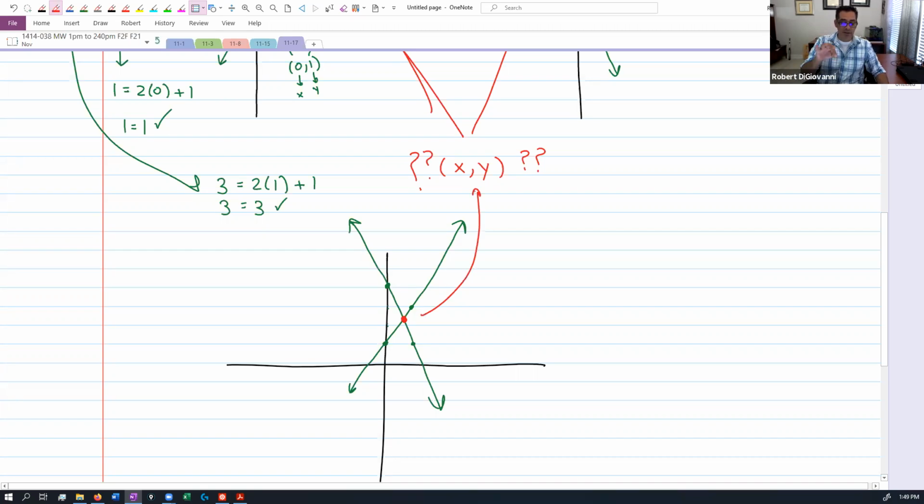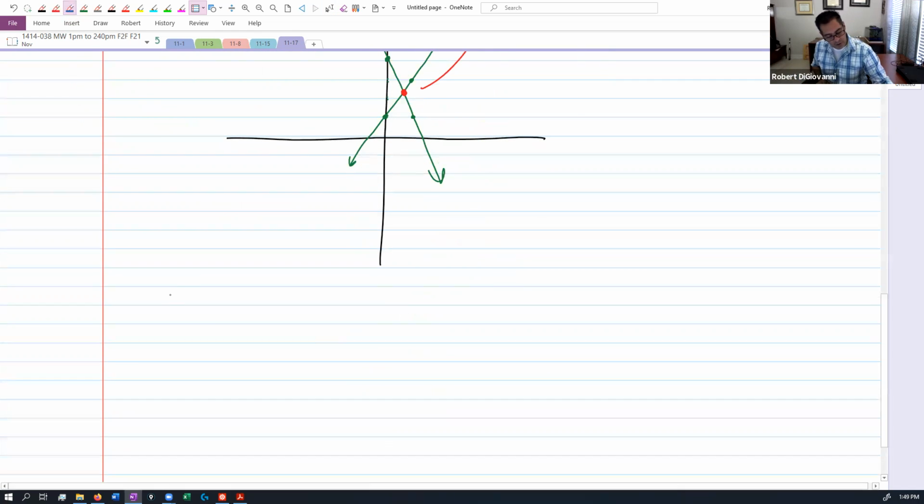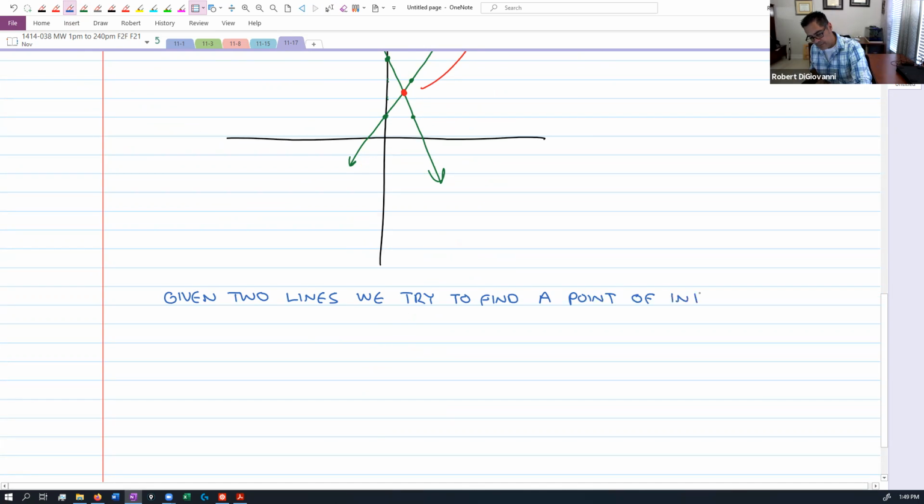Because whatever that point is, since it lies on both lines, it actually satisfies both equations simultaneously. That's what a solution to a system of linear equations is. It is a point of intersection of both lines, all right? So given two lines, we try to find a point of intersection.